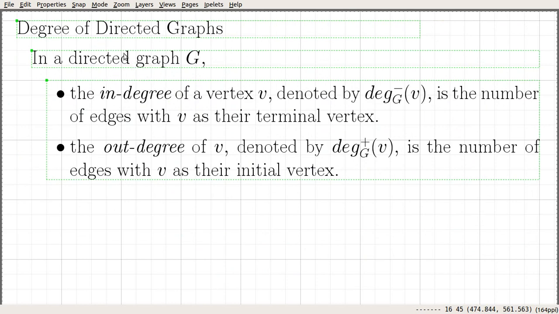So the degree is somewhat different in the case of directed graphs. In a directed graph G, we have two kinds of degrees, in degrees and out degrees. The in degree of a vertex V is denoted by degree sub G superscript minus, and it is the number of edges with V as the terminal vertex. Similarly we have what is called an out degree. The out degree of a vertex V is denoted by degree sub G superscript plus. So minus corresponds to in degree, plus corresponds to out degree. The out degree of V is the number of edges with V as the initial vertex. Okay, so let me give an example.